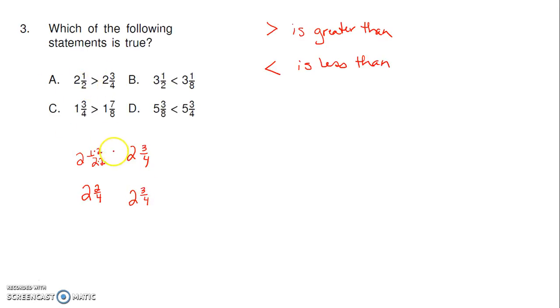Now in letter A, they told us 2 1/2 was greater than 2 3/4. So they would be telling us that 2 2/4 is greater than 2 3/4. Well, 2/4 is not greater than 3/4. So therefore, letter A is actually a false statement, and they want to know which statement is true. So letter A doesn't have a shot.